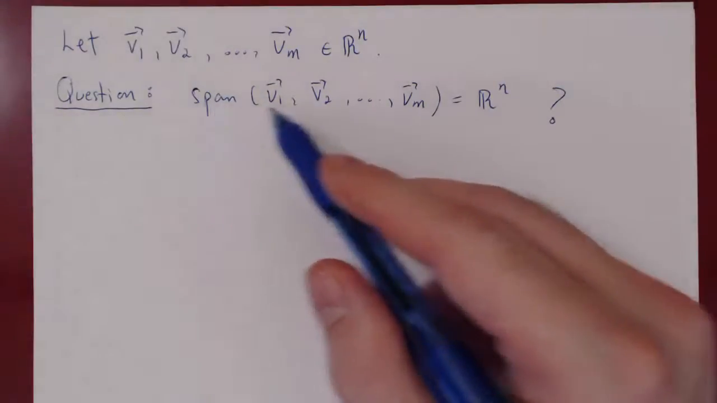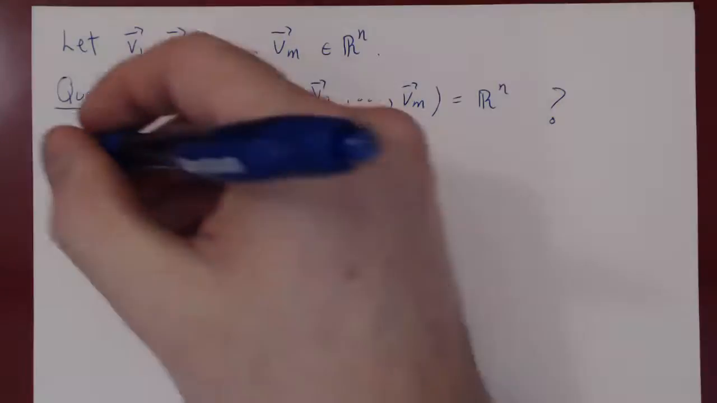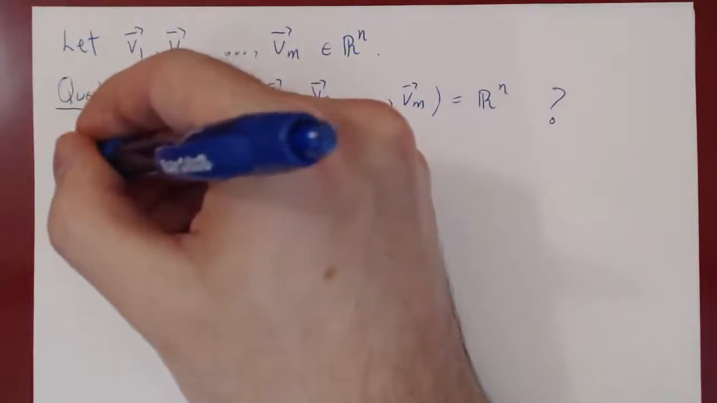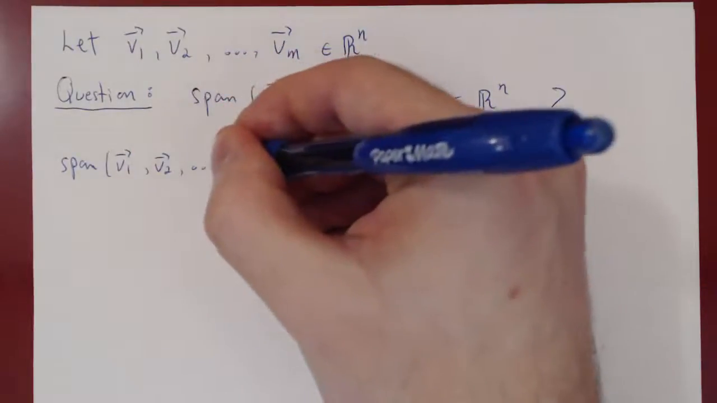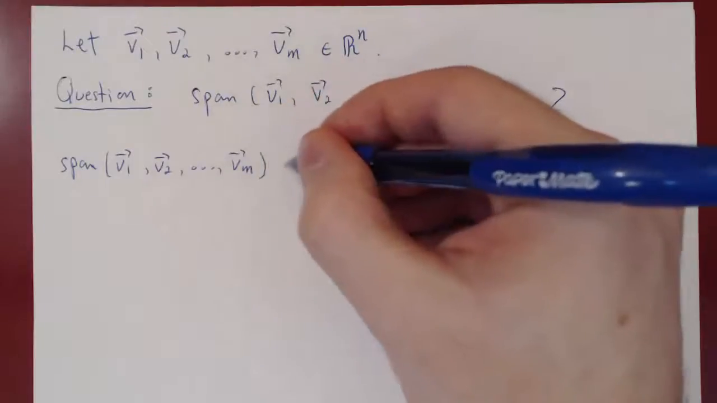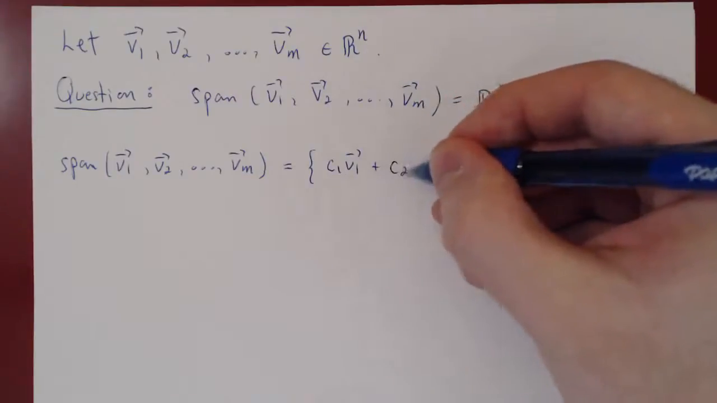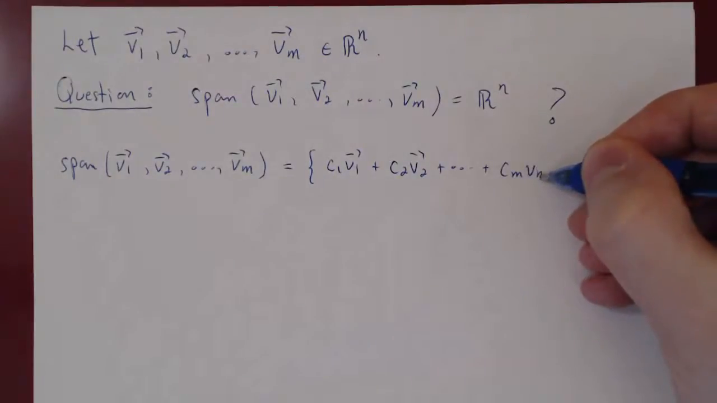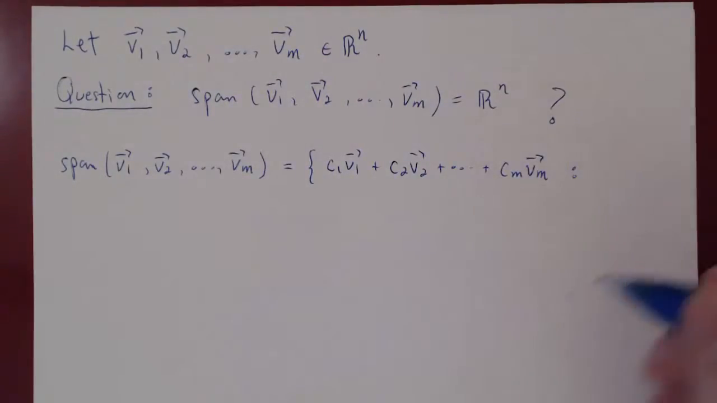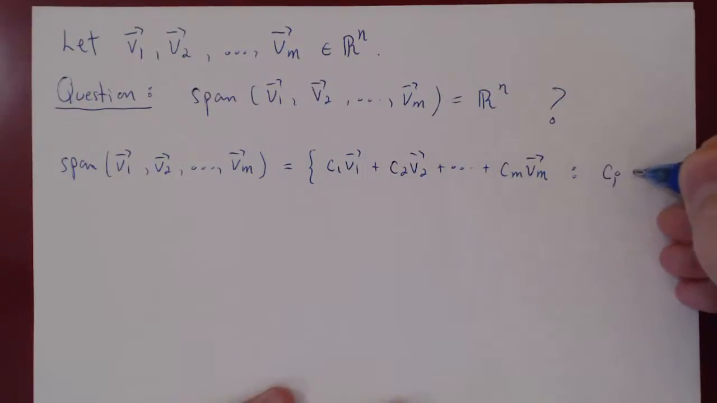Let's just start with rewriting the span explicitly and trying to write it in a slightly different form. So the span, again, of vectors is the set of all linear combinations of the given vectors. So we get c1 v1 plus c2 v2 up to cm vm, where c1 through cm are allowed to range over all real numbers. So ci is an arbitrary real number for any i.